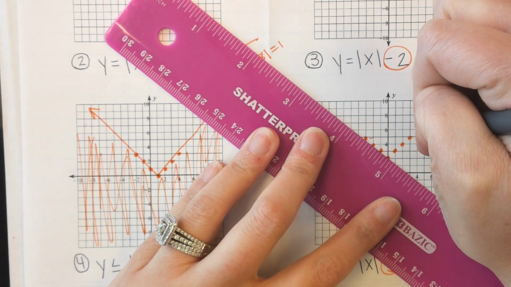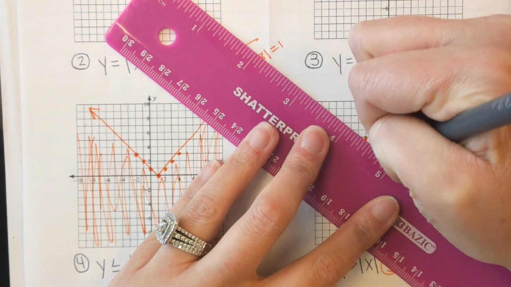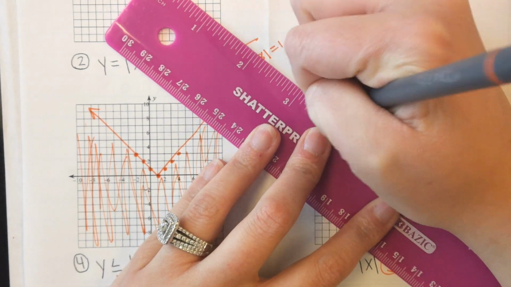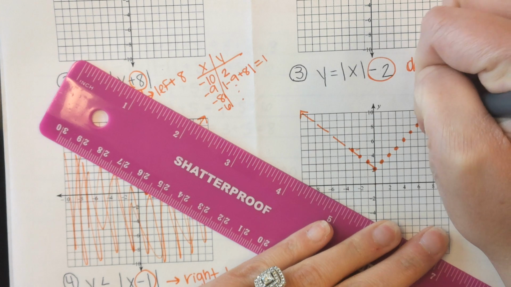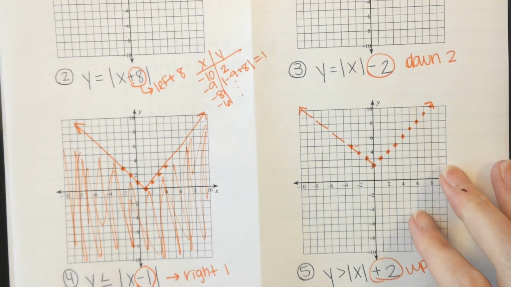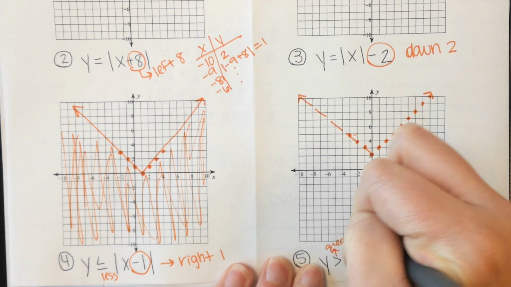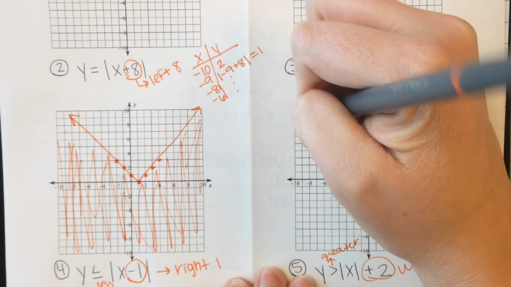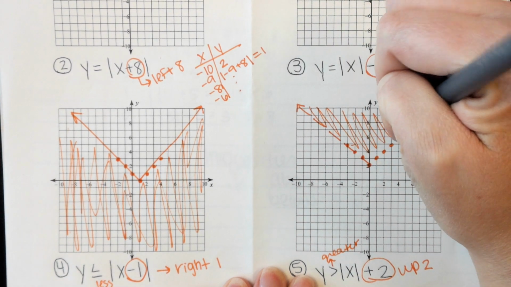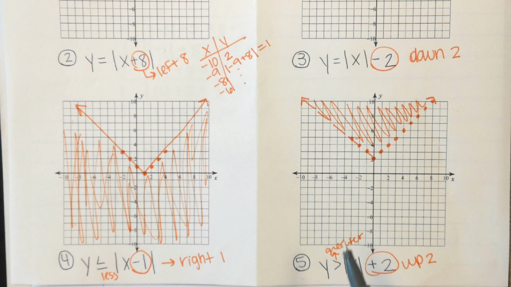If you want to, you can keep making your dots and use that as your line, or you can actually make dashes. Either one of those works. I know that looks kind of funny, but I'm just showing you, you can do either one. This is greater, so we're going to shade above. So we're going to shade in this little portion. And there you go. So again, very similar to your inequalities, very similar to your absolute value equations. You're just mixing those together.